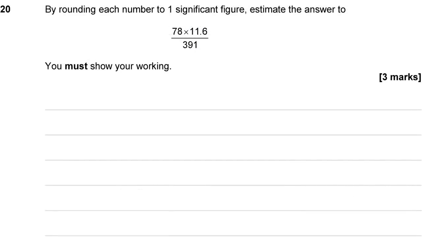Question 20. By rounding each number to one significant figure, estimate the answer to 78 times 11.6 divided by 391. You must show your workings.